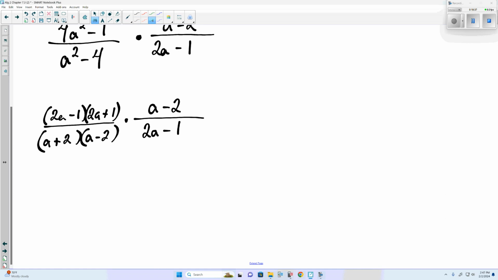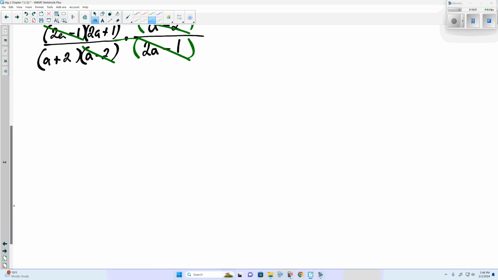Exactly. Because 2a minus 1 and a minus 2 do have parentheses around them. We just don't write it because there's nothing else being multiplied by it, but we can put those in. And what else is in common? So a minus 2 on top and bottom, and yes, 2a minus 1, 2a minus 1. Which leaves us with what?